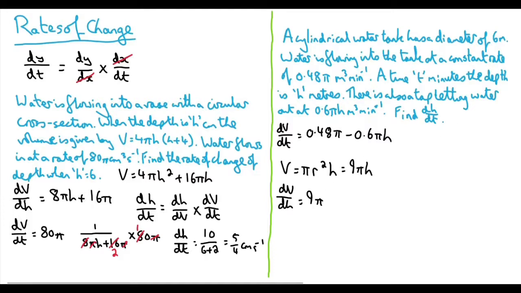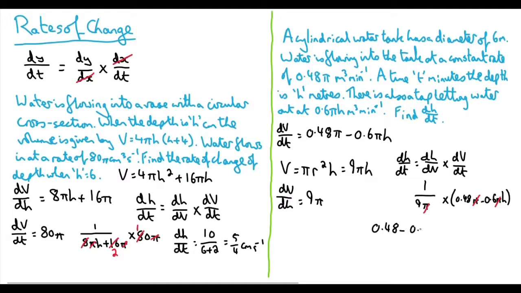Therefore, in an attempt to times them together to make the dh/dt, we're going to need to put dh on the top. So we're going to be flipping this one, so dh/dv, and then we'll times that again by the dv/dt. So in this respect, it's actually the same as the previous question from this point on. When you flip this, that's going to become 1/9 pi, and you'll times that by the 0.48 pi minus 0.6 pi h. Once more, the pi's can cancel, leaving you with just 0.48 minus 0.6 h over 9.